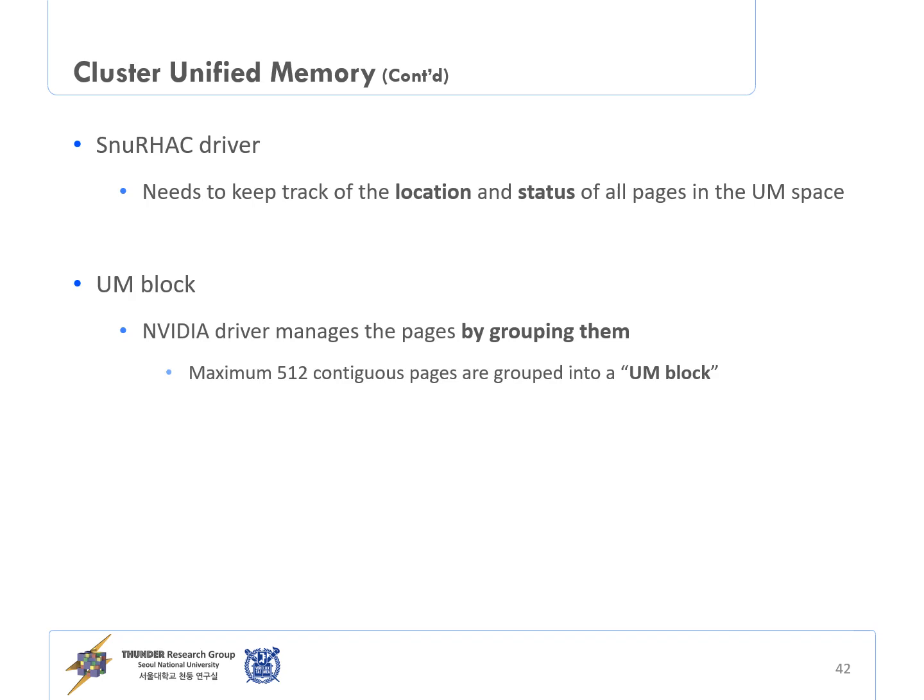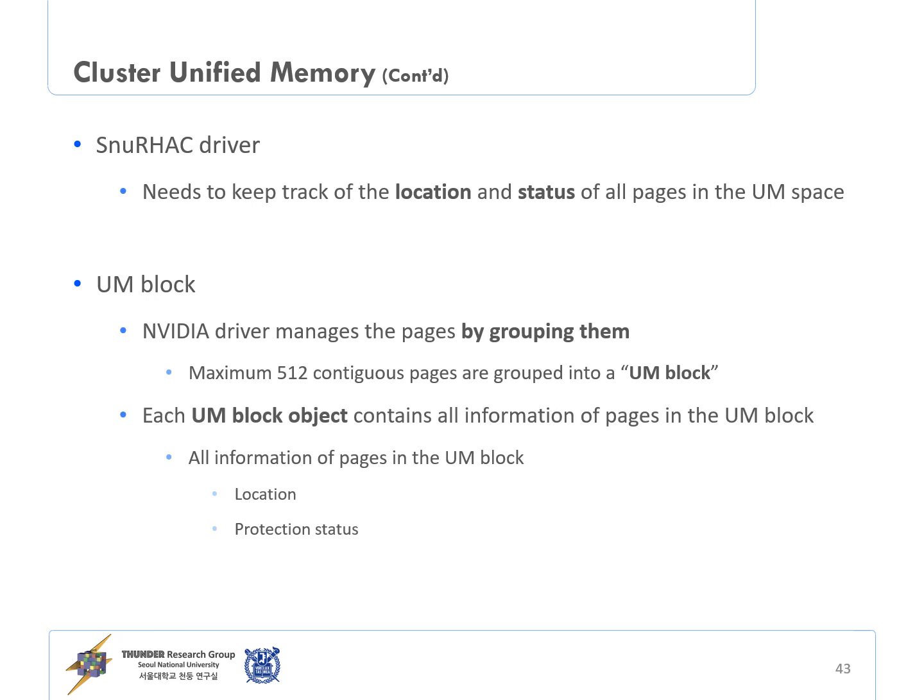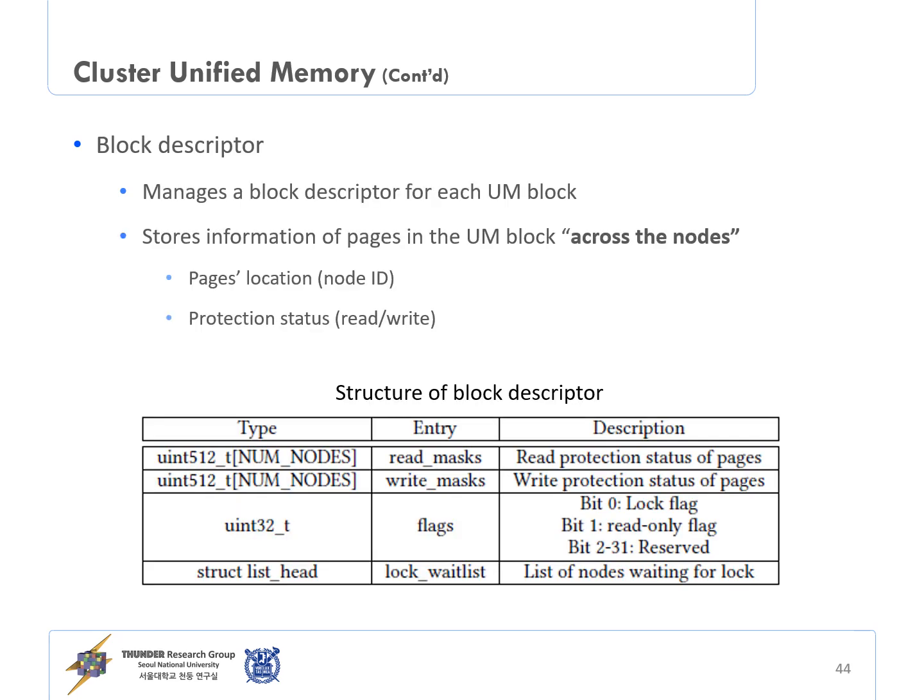In NVIDIA driver, it manages the pages in the space by grouping them into multiple blocks. Maximum 512 contiguous pages are grouped into a block. Each block object contains all information of pages in the block. However, the SnuRHAC driver needs to record the information of pages across the nodes. Therefore, it manages an additional data structure called block descriptor for each block. A block descriptor has pages location and protection status across the nodes for the corresponding block.